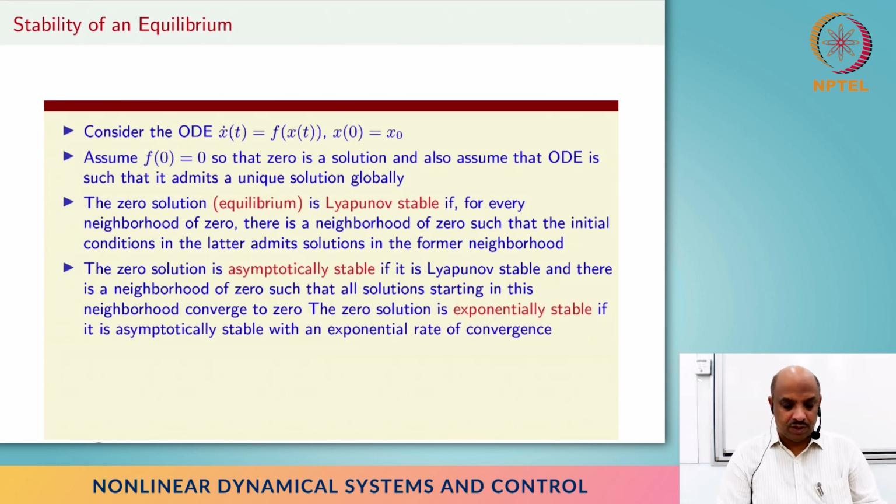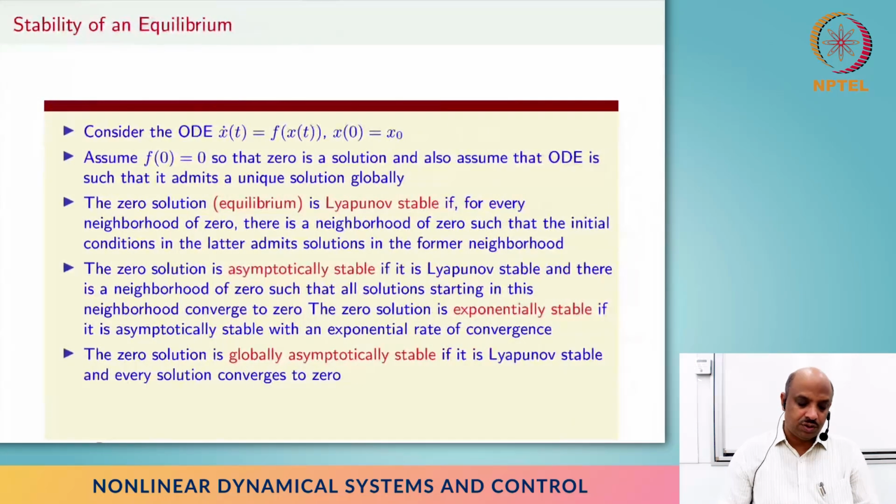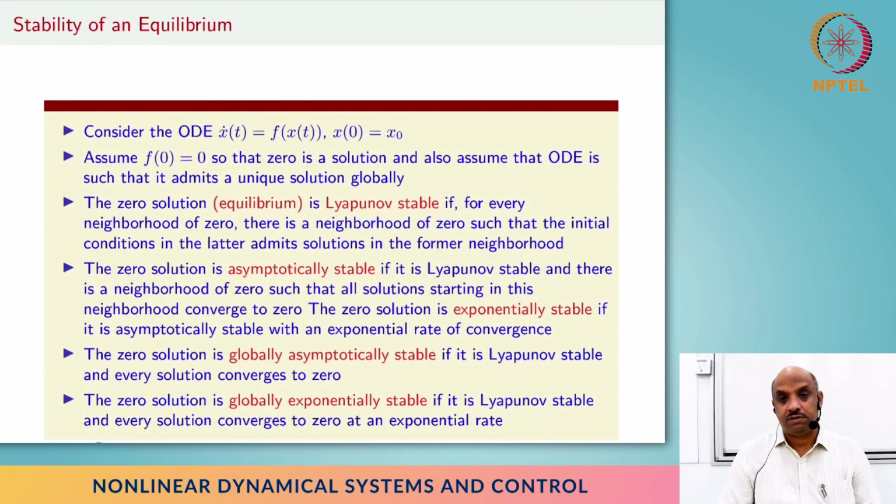And all these neighborhoods can be very different from one another. But the zero solution is exponentially stable if it is asymptotically stable with the exponential rate of convergence, right? And the zero solution is globally asymptotically stable, respectively globally exponentially stable, if it is Lyapunov stable and the solution converges to 0. If in addition the rate is exponential, then we call that global exponential stability, right?